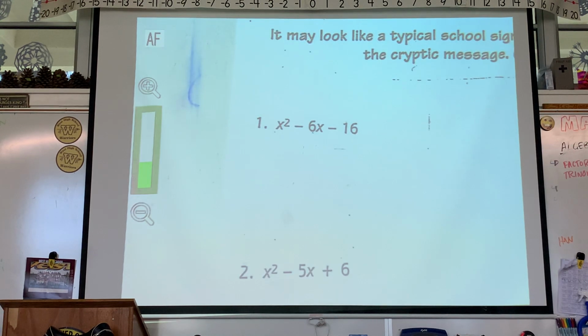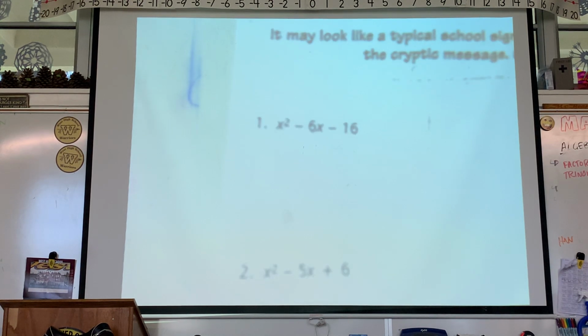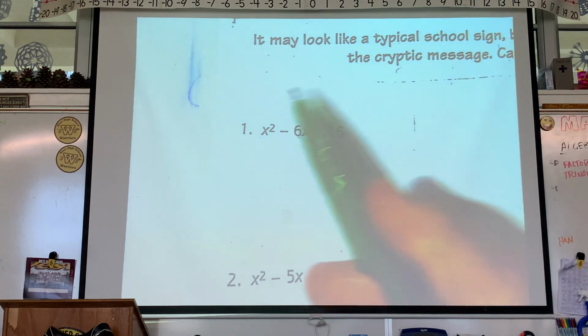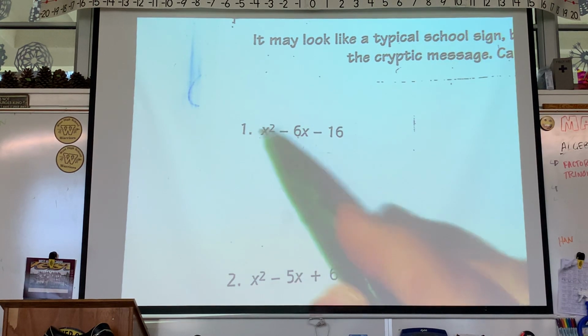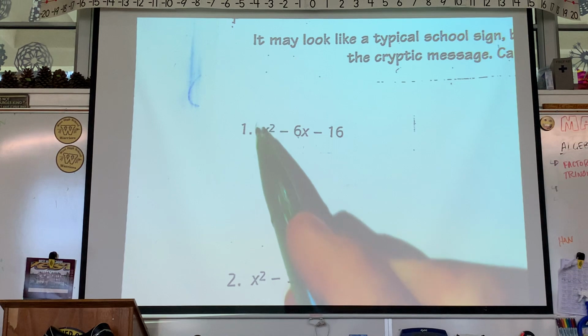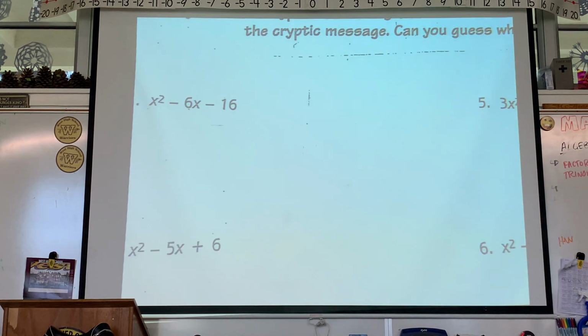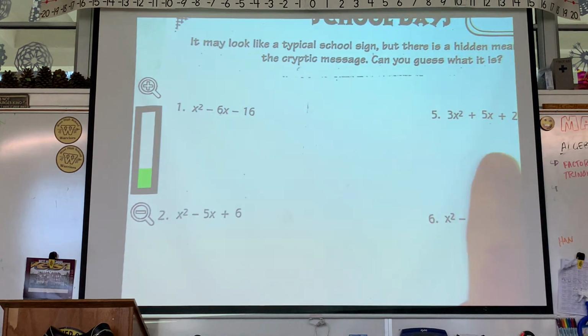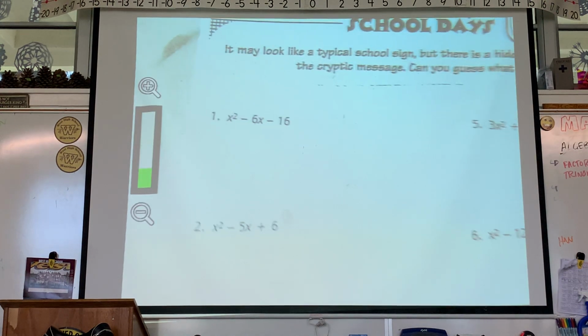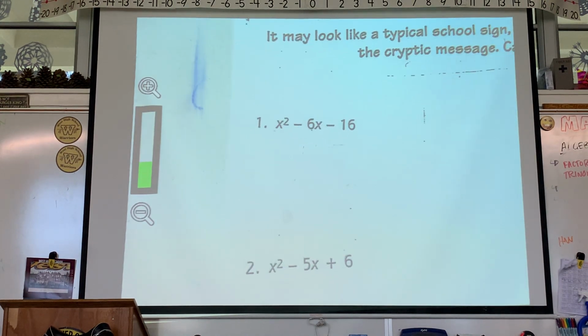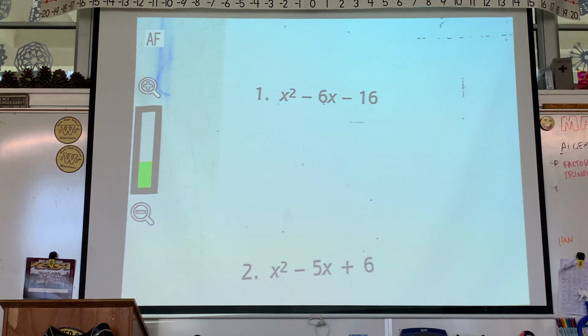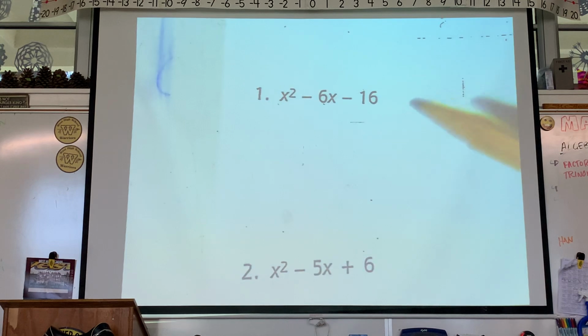X factor or factor bot. This one looks like, you're right, it is X factor. There's no coefficient in front of here. If I look at number 5 right next to it, there's a 3 right there. This is going to be the factor bot. You can use the factor bot template, or you can just do it on here. Either one will work. I'm going to use pencil, because this is an eraser kind of thing.